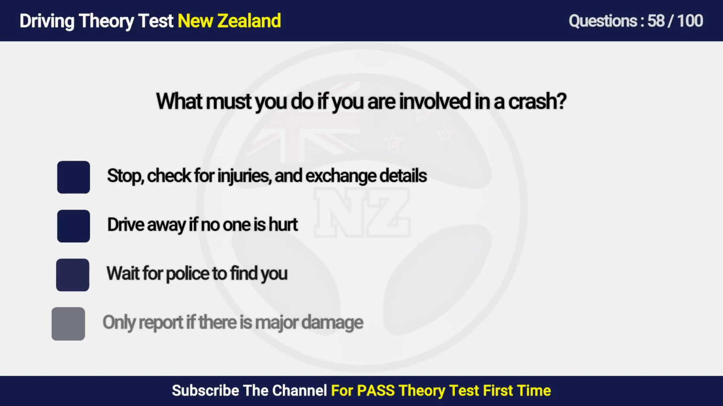Question 58. What must you do if you are involved in a crash? A. Stop, check for and exchange details. B. Drive away if no one is hurt. C. Wait for police to find you. D. Only report if there is major damage.